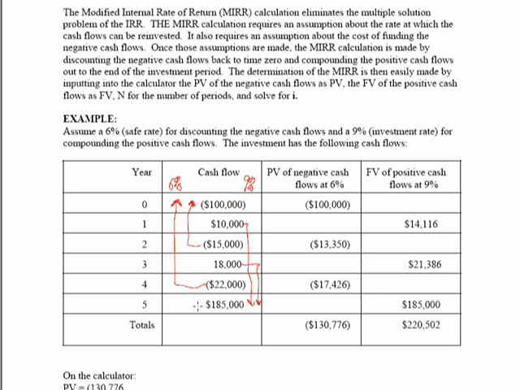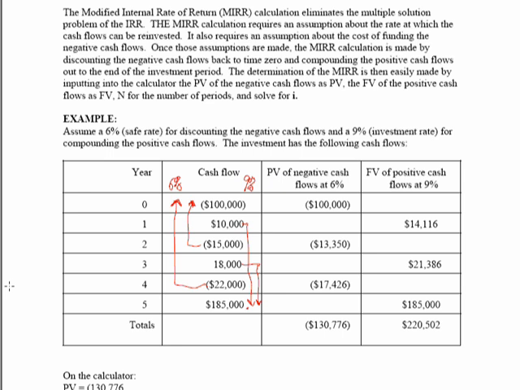And then finally, in the 5th year, we have our positive cash flow at the end, and that's just going to be added as part of our future value, just like the negative 100,000 is just part of our year 0 investment.